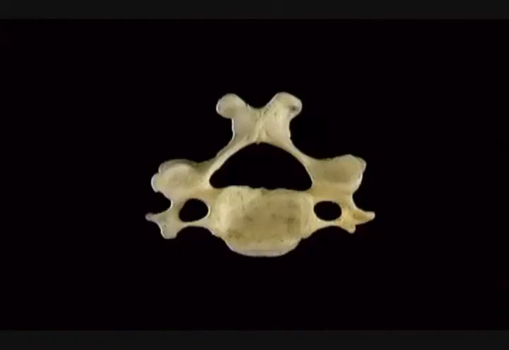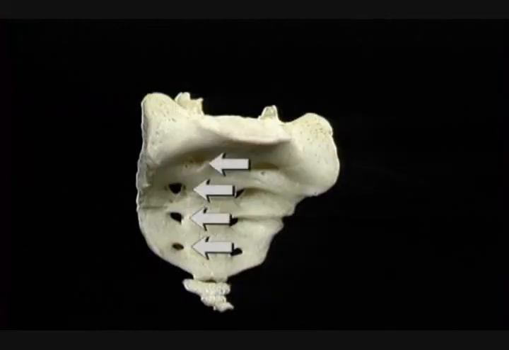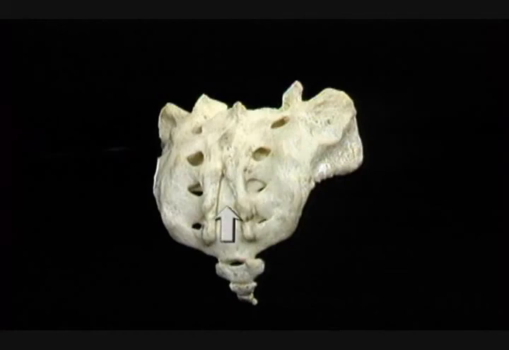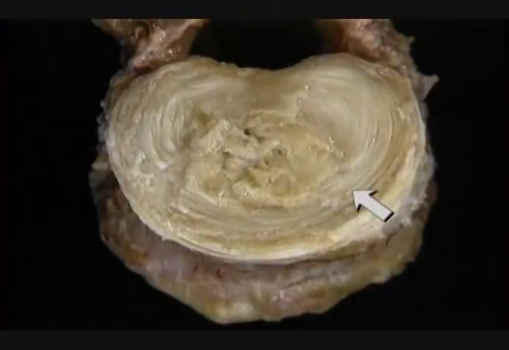In the cervical vertebra, here's the anterior tubercle and the posterior tubercle of the transverse process, and here's the transverse foramen. Here's the sacrum, the coccyx, the pelvic sacral foramina, the dorsal sacral foramina, and the sacral hiatus. Here's an intervertebral disc, the annulus fibrosus, and the nucleus pulposus.